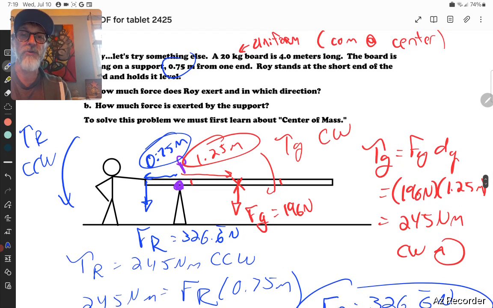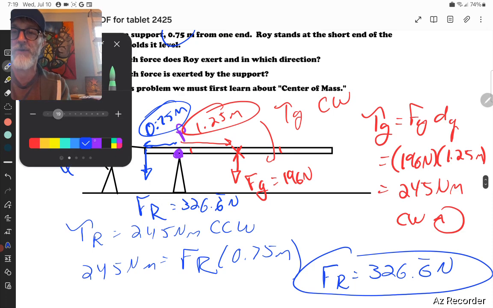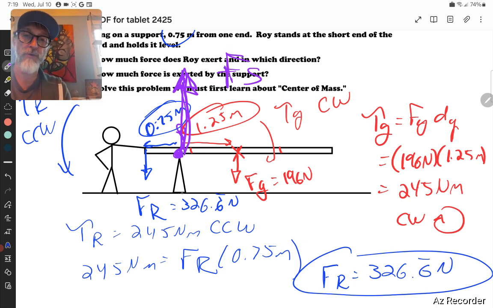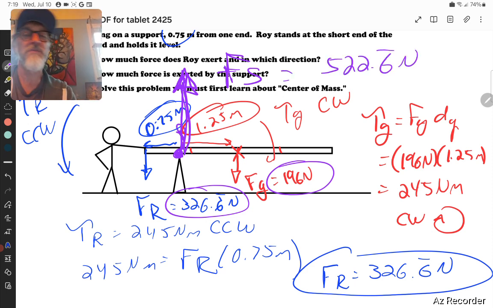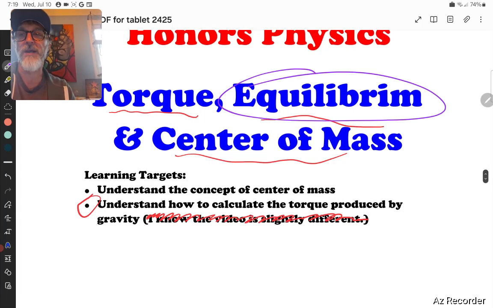So then finally, how much force is exerted by the support? Well, we know the board's not moving up or down at all, right? So this upwards force from the support has to be big enough to cancel the two downward forces. So what are the two downward forces? Well, we got 326 and 196. Add them up, and that gives you 522.6 newtons. Basically just set it so that your net force is 0 because it is in equilibrium, which means it's not rotating or moving.